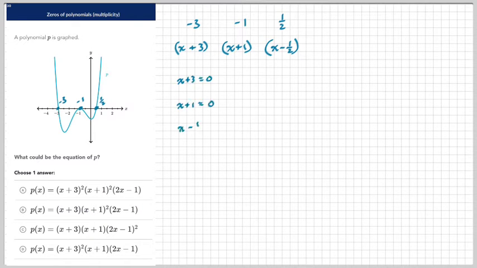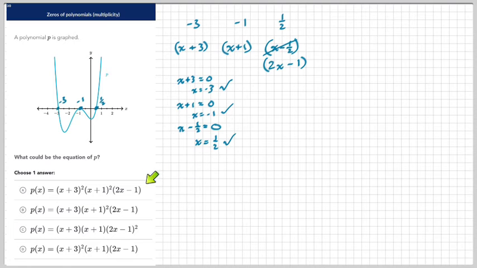So if I set each of these equal to 0, obviously, we would get our 3 zeros. We got -3, -1, and 1/2. It all checks out. Okay, we're good. Except we don't see x minus 1/2. We do see a 2x minus 1.